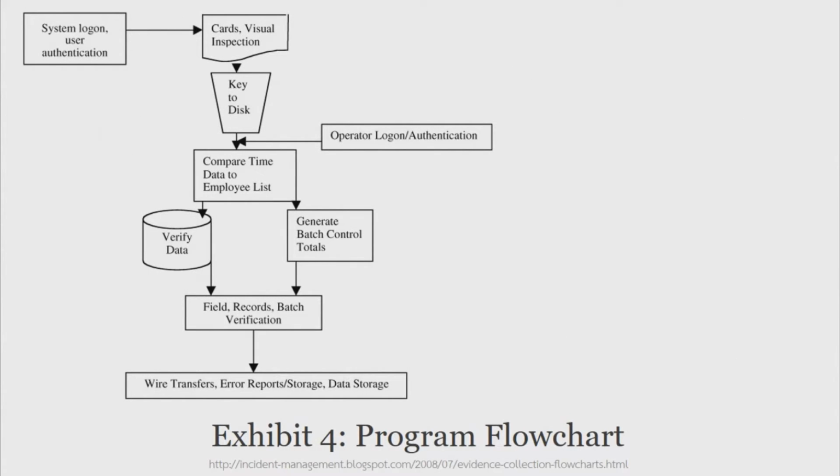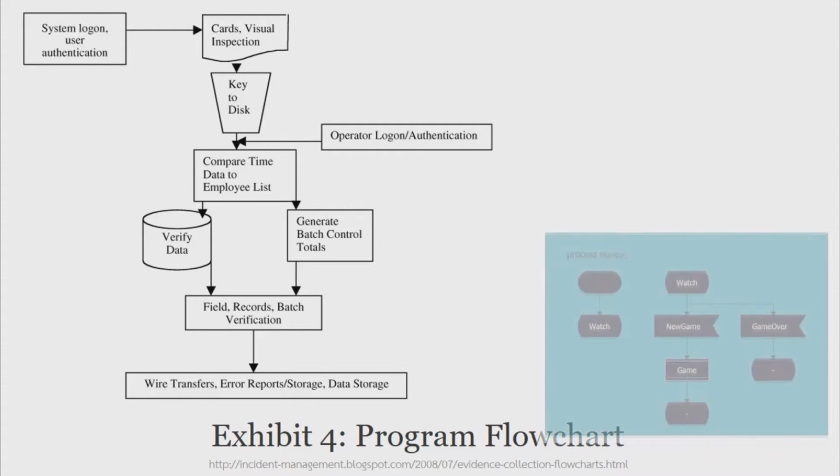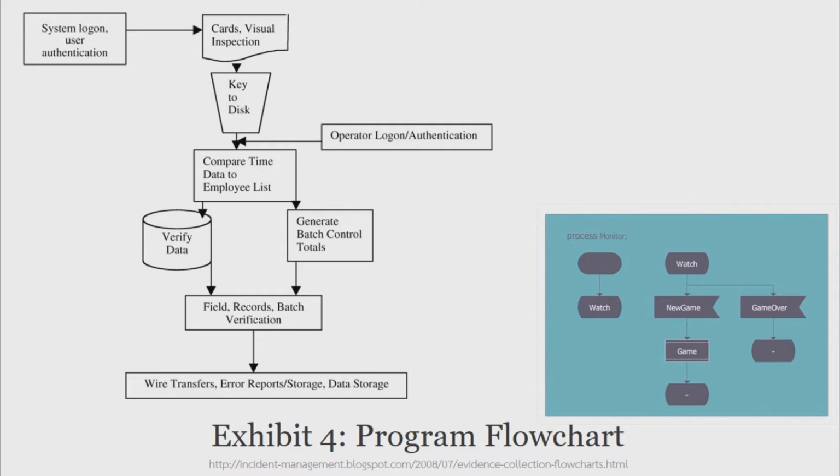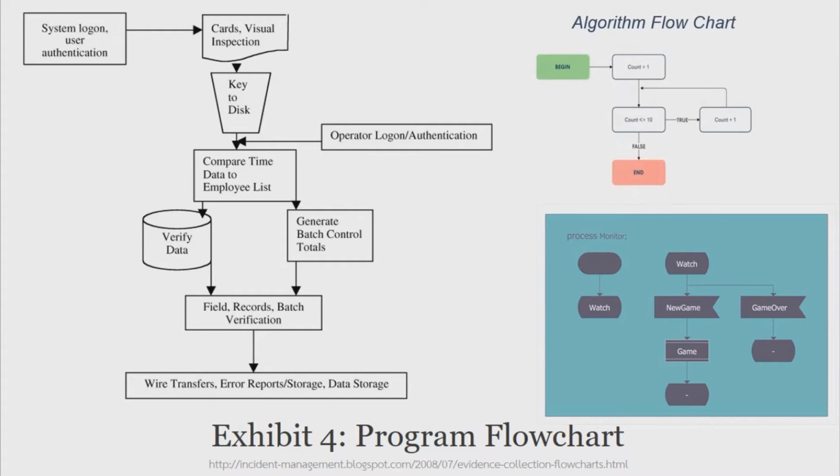The fourth type of flowchart, the program flowchart, shows the controls placed internally to a program within the system. For example, illustrating the process modules within a program aids the auditor in gaining an understanding of the means by which data integrity is preserved during processing. Exhibit 4.